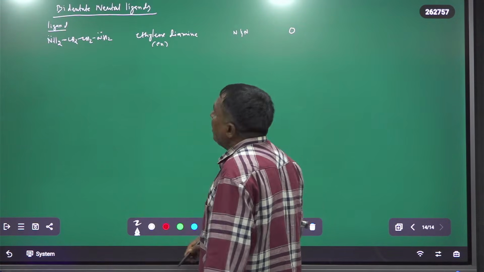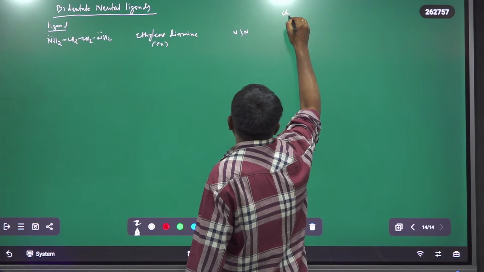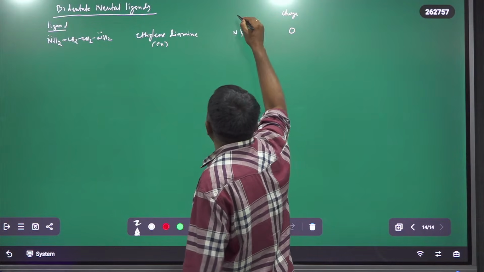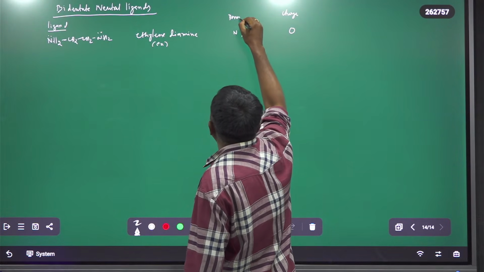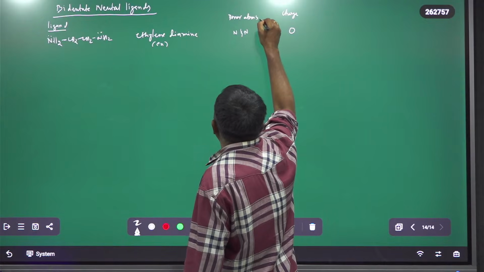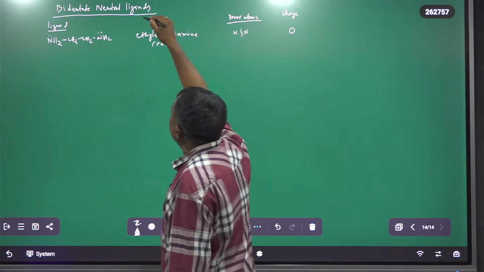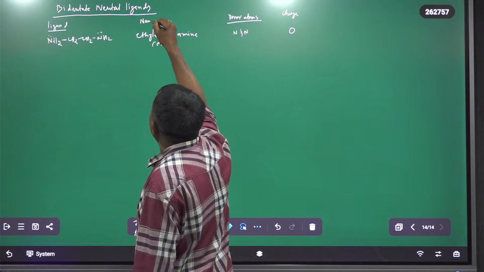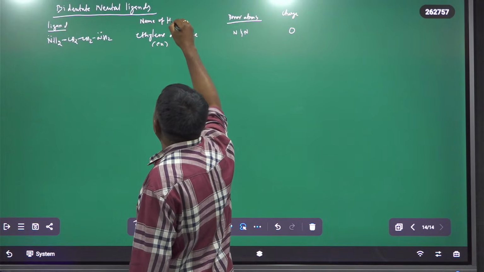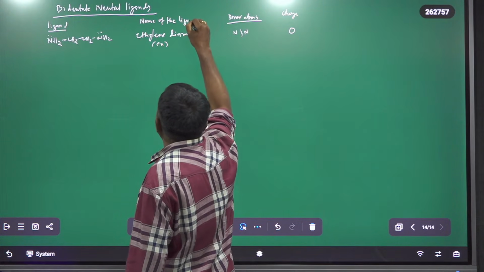The charge on the ligand is 0. So these are neutral ligands, with 2 nitrogen donor atoms. This is the name of the ligand, ethylene diamine.